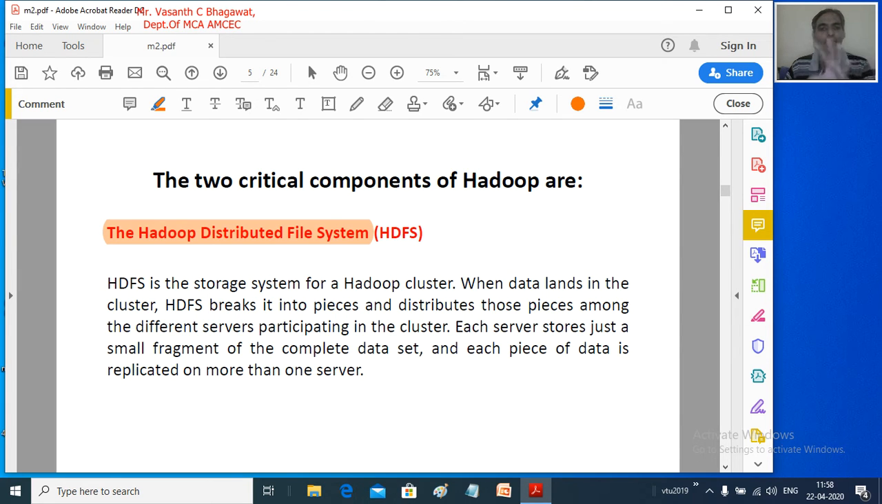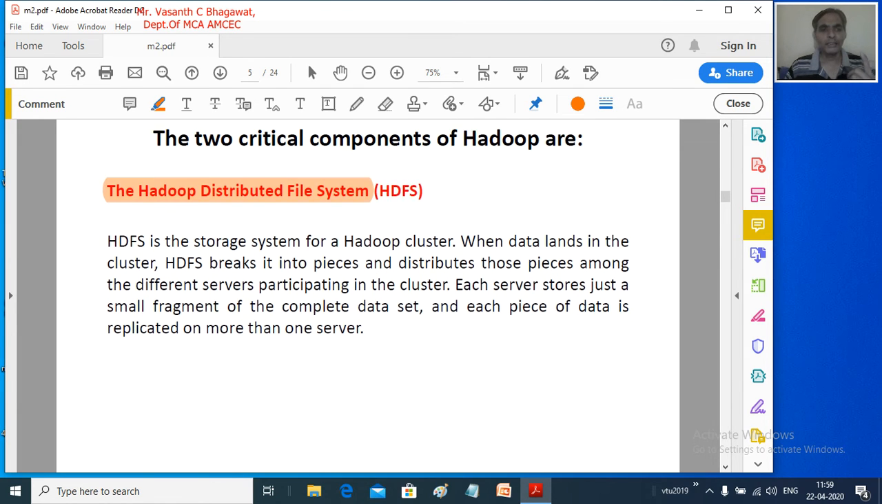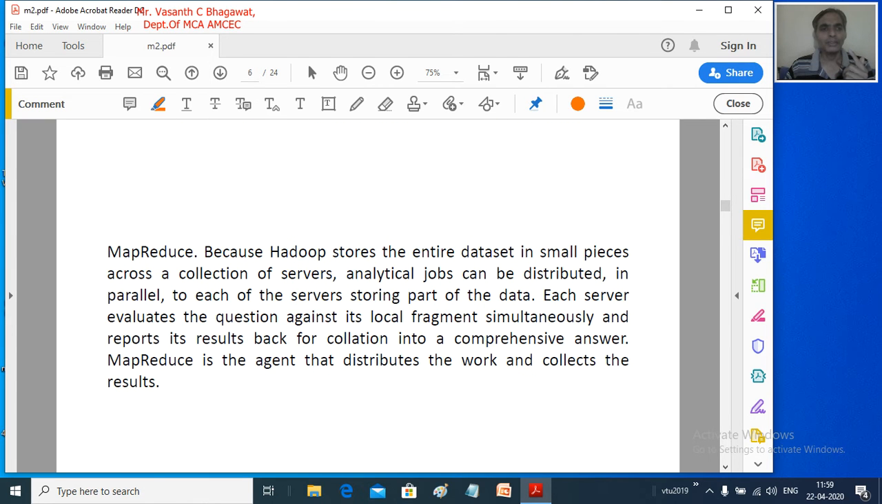So it goes into various computers and it stores. How it is actually working, how the HDFS works, what its architecture is, we'll discuss later. It has one important component, HDFS, the distributed file system. The second important component is called MapReduce. This is the one which is used for processing the data.